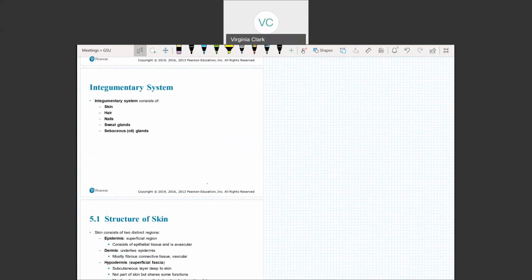When we're talking about the integumentary system, this is the official name for the skin. The integumentary system will cover all of these areas. We are going to primarily focus on skin, and we're going to briefly touch on sweat glands and sebaceous glands. For this course, I will not be diving in deep into hair and nails.